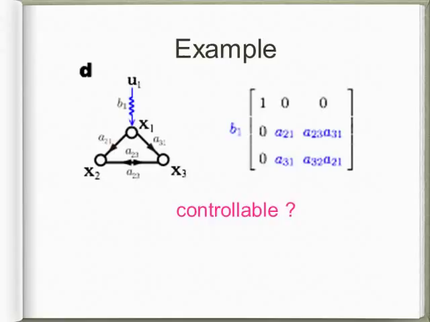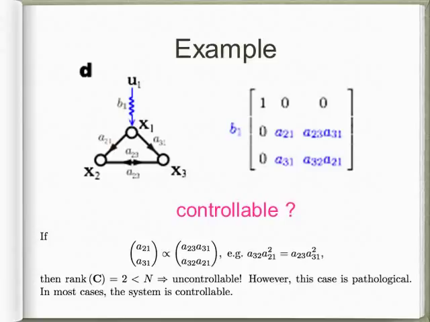Well, it really depends, I would say. It's not a yes or no problem. It depends on the system parameters. If the system parameters are chosen in such a way that those two columns are proportional to each other, in the extreme case, they are equal, which means those parameters satisfy this condition, then these two columns are identical. They are not independent. Of course, the system is not controllable.